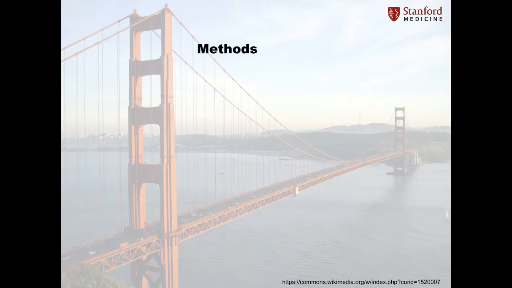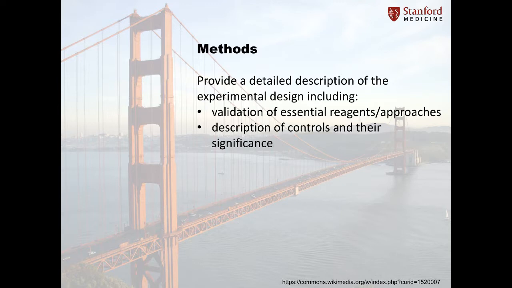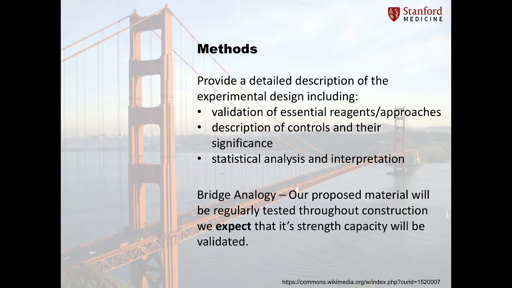Next, you will develop your methods section that will provide a detailed description of the experimental design, or the aims. This should include validation of essential reagents and approaches, appropriate description of controls and their significance, any statistical analysis that will be used, and the interpretations that can be made from the resulting data. In this section, remember to use strong words like expect and can, avoiding weaker words like hope and try. In our bridge analogy, we might say that our proposed material will be regularly tested throughout construction, and we expect that its strength capacity will be validated.